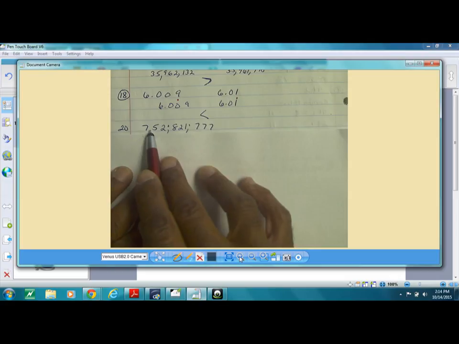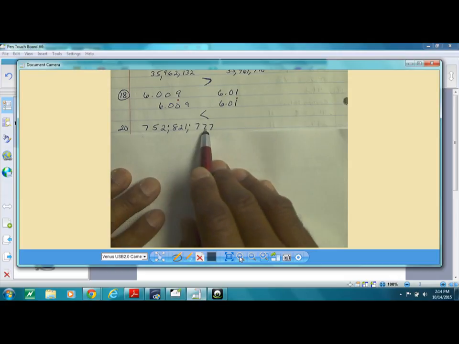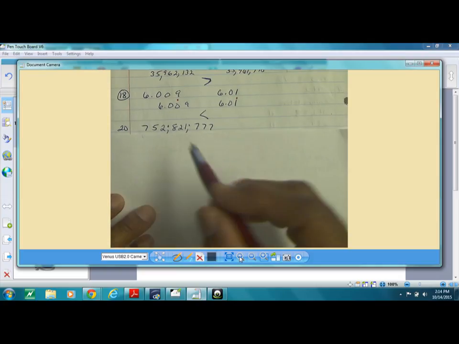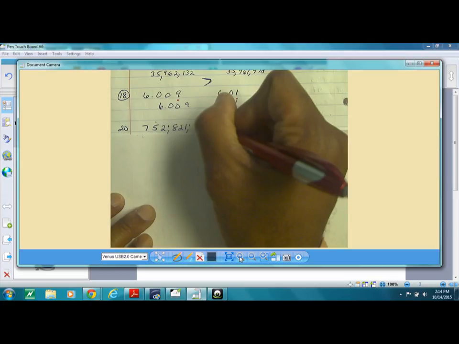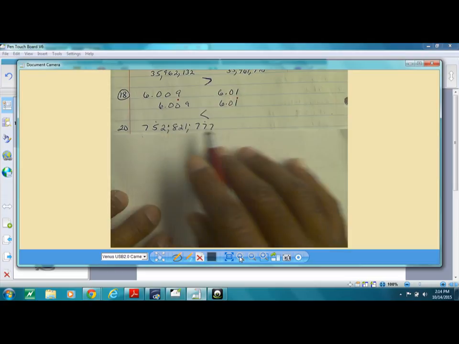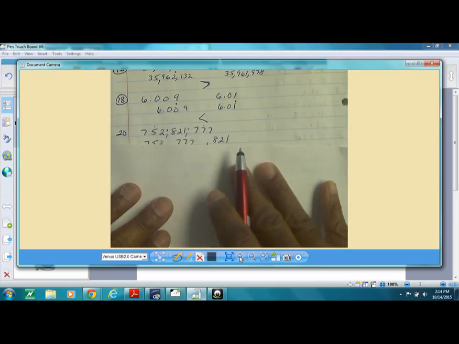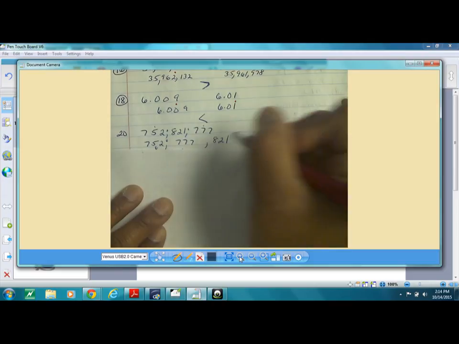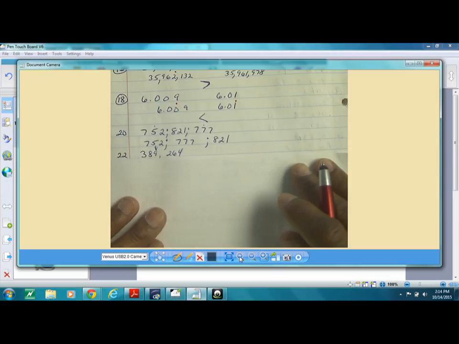So then we have to decide, is 752 less than or greater than 777? So we're going from least to greatest. We move over to the second number. This 5 is lower than the 7, so the 752 goes first. 777 goes next. 821 is next. Okay?